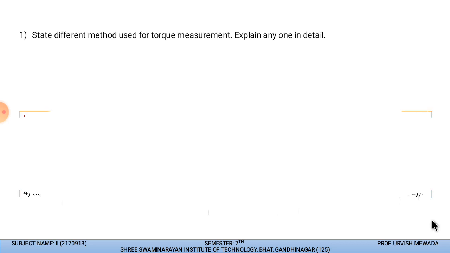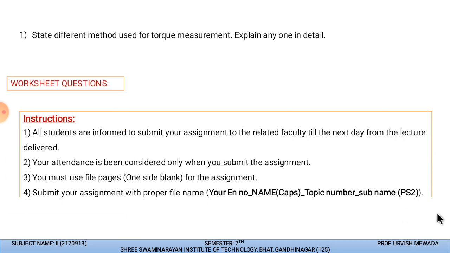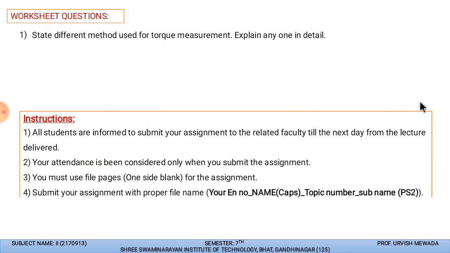After this presentation, this is your assignment question: State the different methods used for torque measurement, explain any one in detail. There is a typing mistake over here. Such a question is repeatedly asked in your GTU exam.